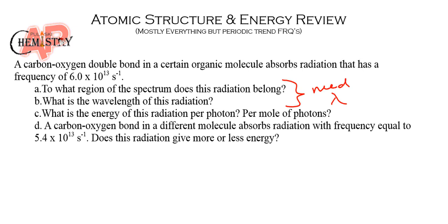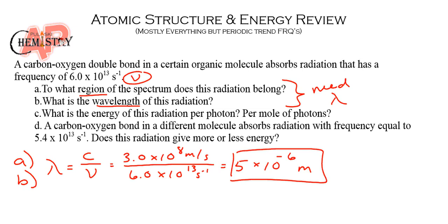If you remember the electromagnetic spectrum, it is based off of wavelength. So the region is contingent on the wavelength. Most electromagnetic spectrums do not have it based off of frequency. So if I need wavelength and I have frequency, I'll do this at the same time. This is the equation that I'm using. Plugging it in, I get 5 times 10 to the negative 6 meters.